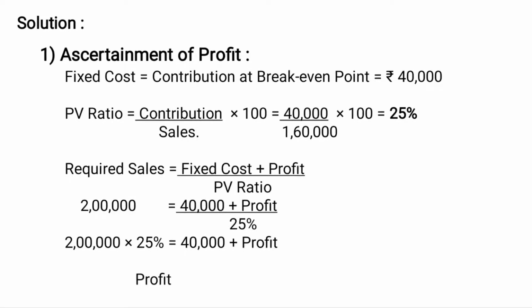So profit is equal to rupees 50,000 minus rupees 40,000, which will be equal to rupees 10,000. So the profit amount is rupees 10,000.